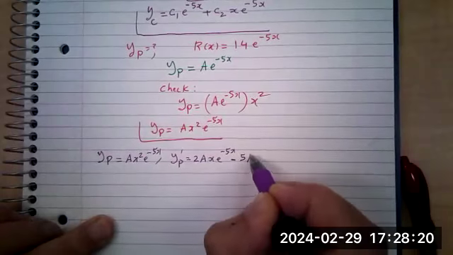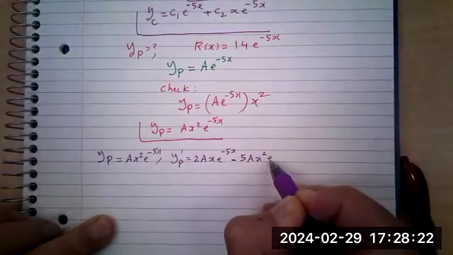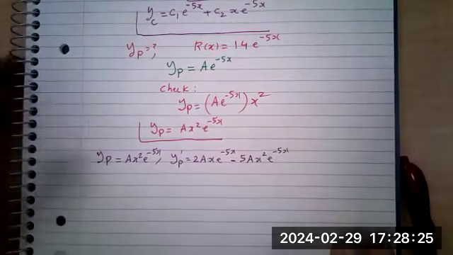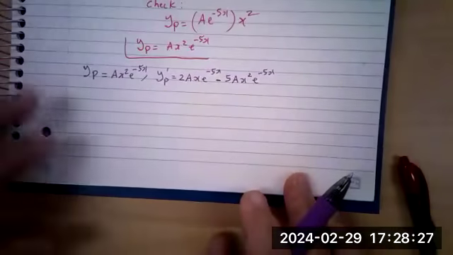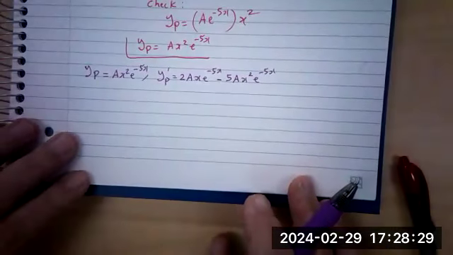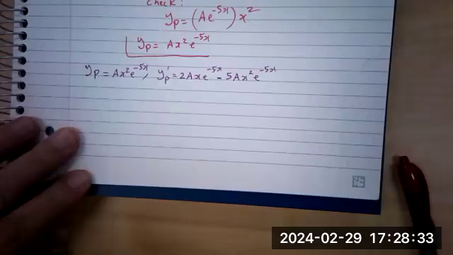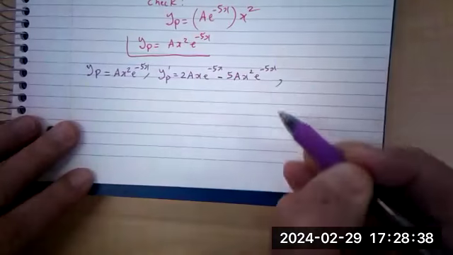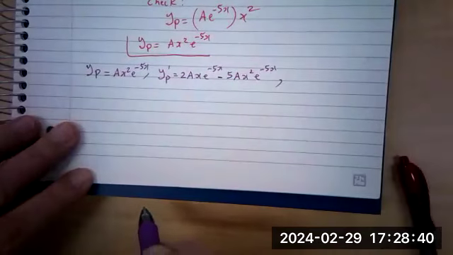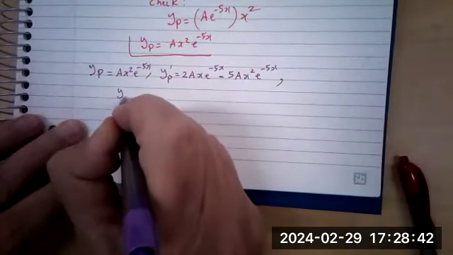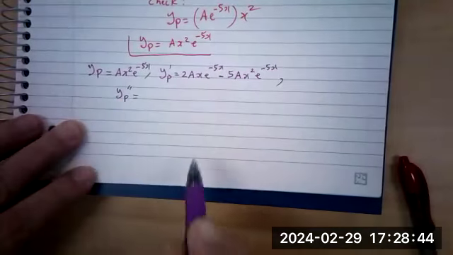Okay, it's going to be -5ax squared e to the -5x. So that's the derivative of the first times second, then derivative of the second times first. You get the -5. Okay, so that gives you y prime, and you need to differentiate again to get the y double prime.